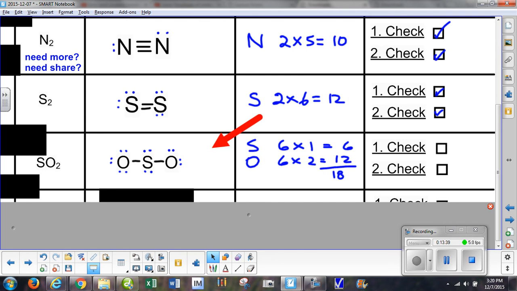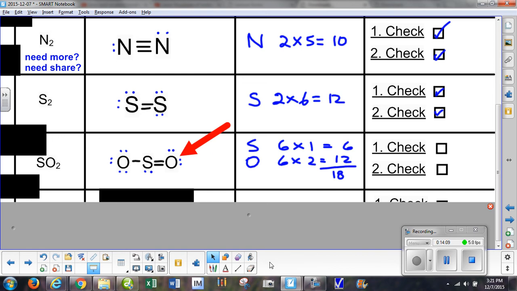Now I have a problem with my oxygen on the right. He's short electrons. So I could take electrons from sulfur that would make him very, very happy. And so what I'm going to do is put another bond in, and when I do that, I'm going to have to take out 2 electrons from the sulfur. Whether I take them from the top or the bottom, it really doesn't matter. So I'm going to take these 2 out.